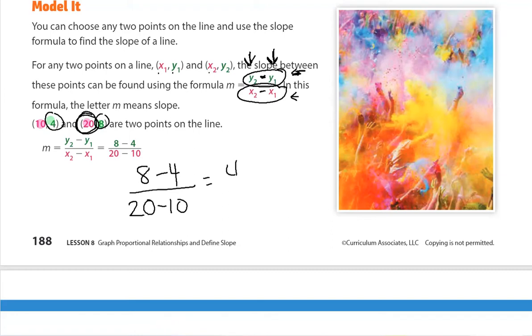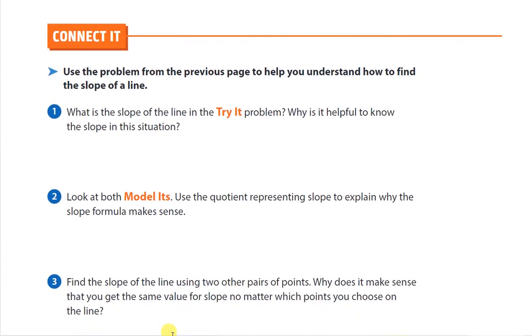Which gives you 4/10, which is the same as 2/5. So that's a mathematical way to do it, and you are going to learn how to do it that way. So if you didn't get it on the first try, we'll keep working on it.